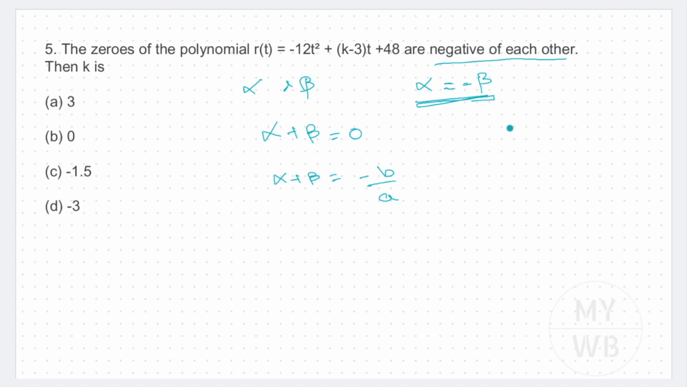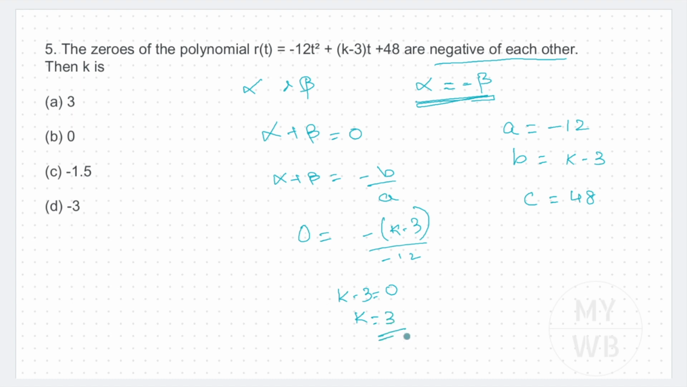Let's write down the coefficients separately. A is the coefficient of the square term, so it is minus 12, and b is the coefficient of t, which is k minus 3, and constant c is 48. So substituting, sum 0, minus b by a will be minus of k minus 3 divided by a, which is minus 12. So k minus 3 will be 0 and k is equal to 3. So option A is the right answer.